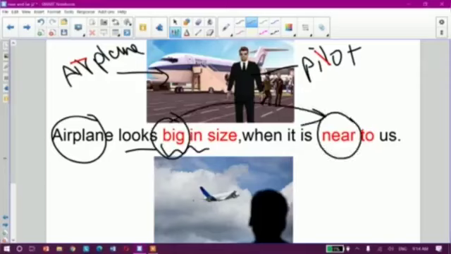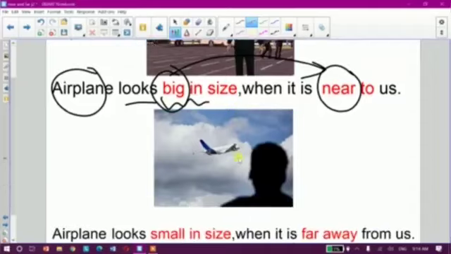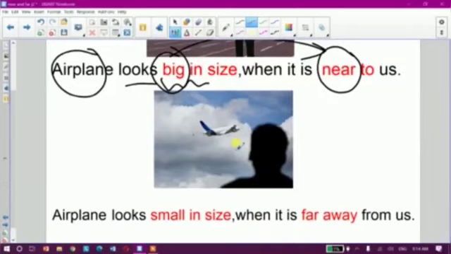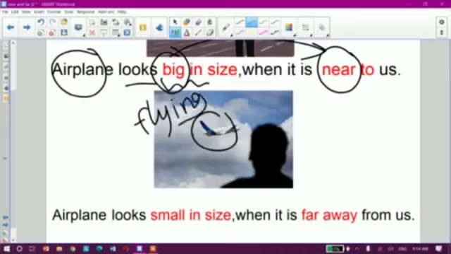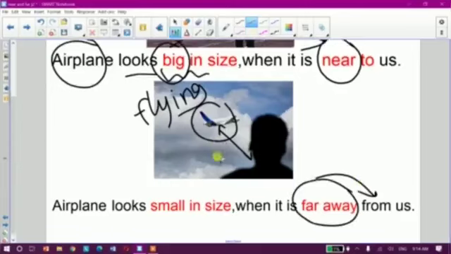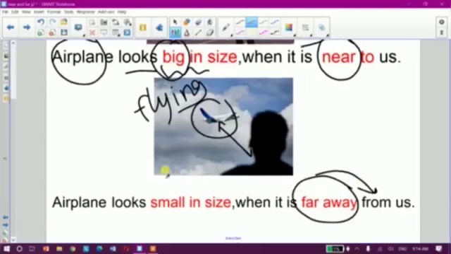But when the airplane is flying in the sky, what will happen? It becomes very far away from us. But does it look the same size? No. It will look small in size. So far away, small in size. While big, near; far away, small in size.